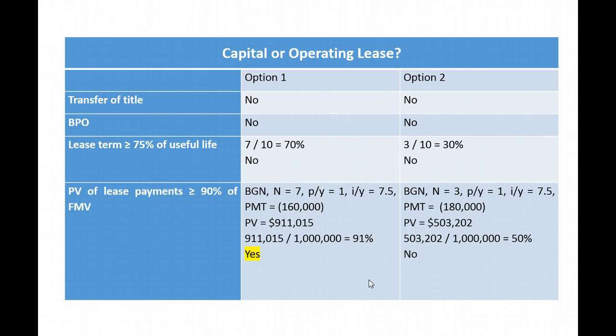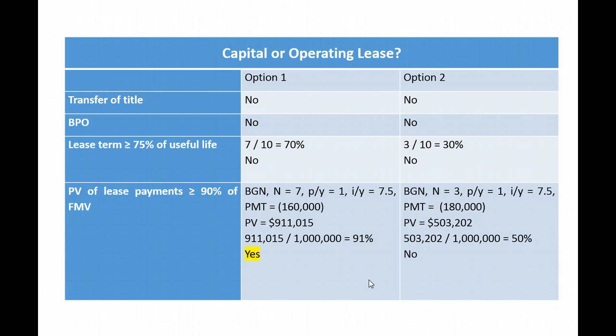Option number 2, we go through the same process. Again, for option number 2, there's no mention of title transferring. There's no bargain purchase option. The lease term is for 3 years out of a 10-year useful life. That's only 30% of the expected useful life. So option number 2 does not meet the criteria for a capital lease.